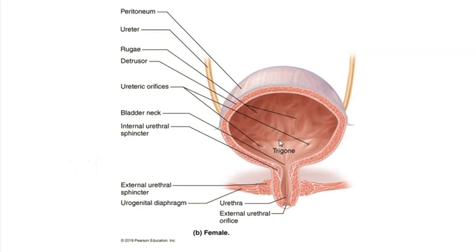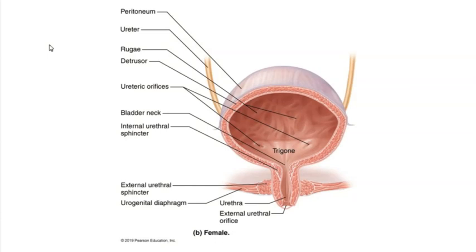The trigone is actually a clinically important region because this is where infections can persist, especially urinary tract infections, particularly in females because the female urethra is so much shorter than the male urethra. So the trigone is a clinically important region because this is where we see a lot of infections taking place, particularly from urinary tract infections.